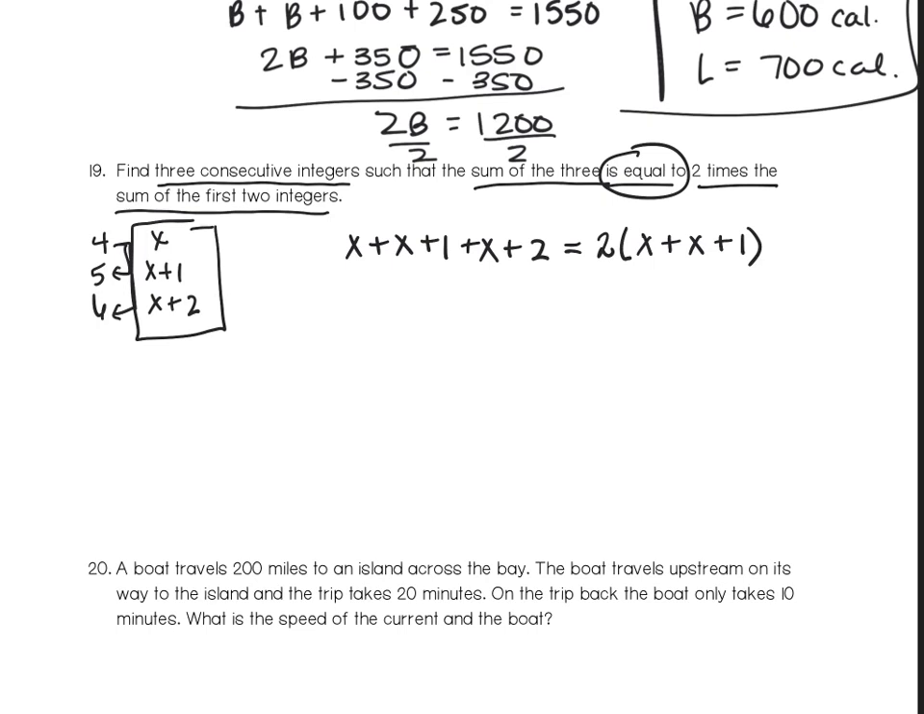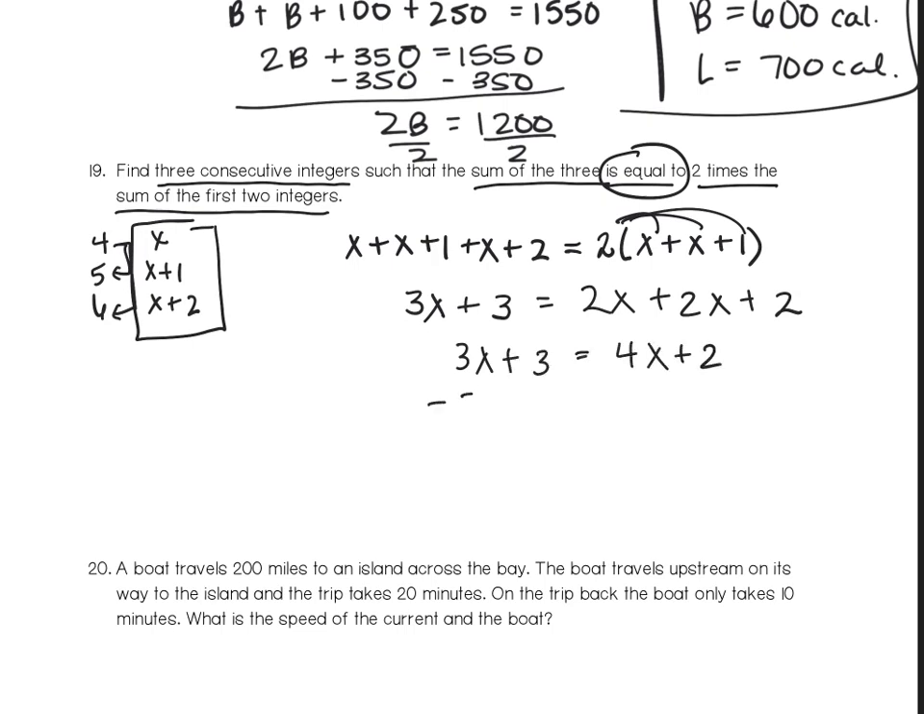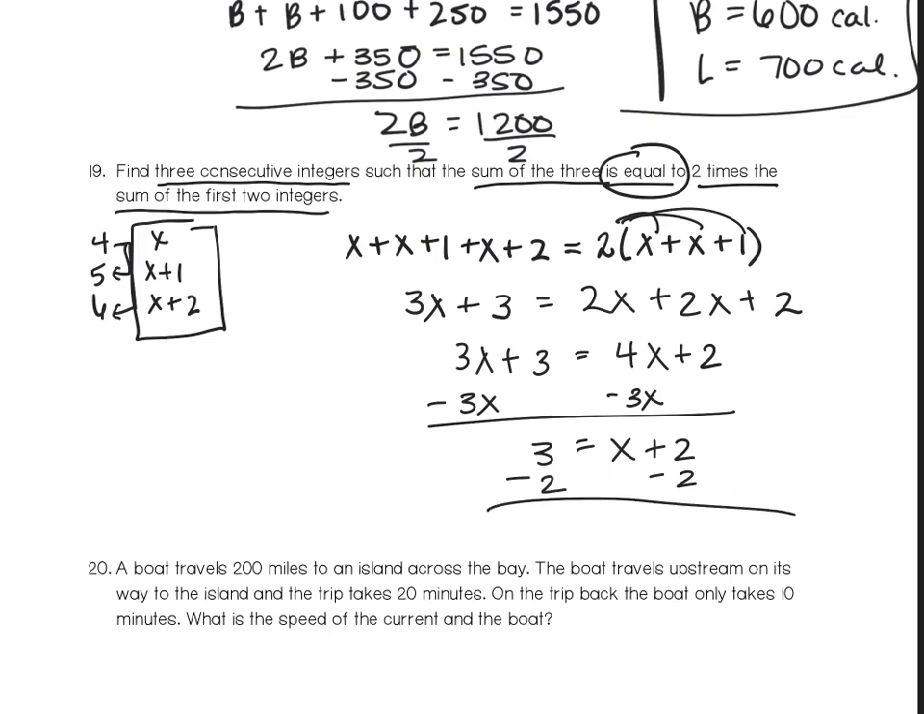So here I have x plus x plus x, that's 3x. 1 plus 2, that's 3. If I distribute, I get 2x plus 2x plus 2. Combine like terms, I get 4x plus 2, and then we can solve. So subtract 3x from both sides, subtract 2, x equals 1. So we need to actually list out the integers. So my first one is 1, the next one is 2, the last one is 3.